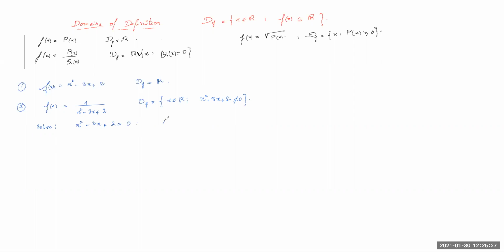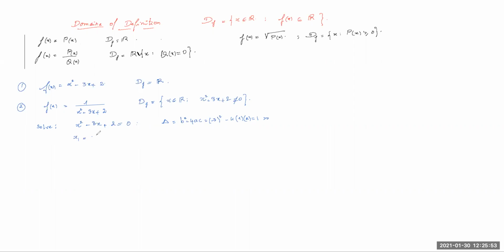So let's use delta. Let's remind ourselves about the delta, it's good to remember. It's b squared minus 4ac. So minus 3 squared minus 4 times 1 times 2, which is 1. So it's positive, so I have two roots.